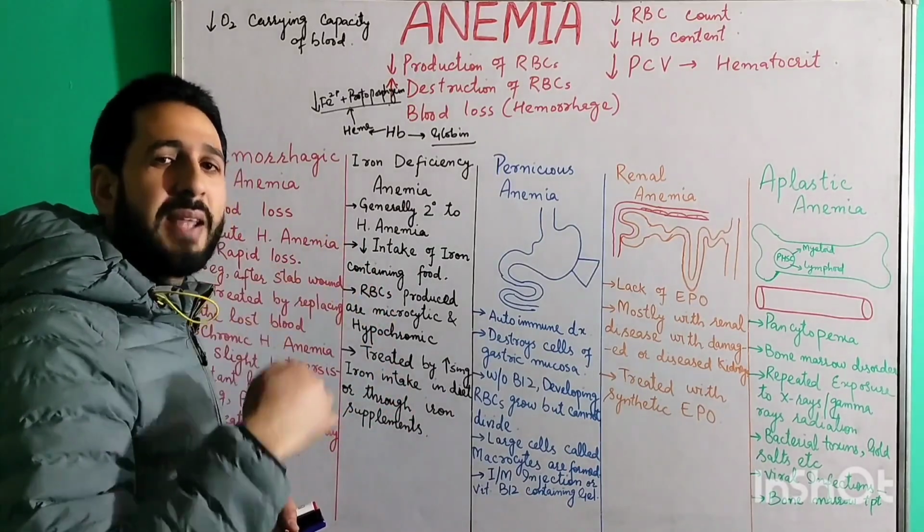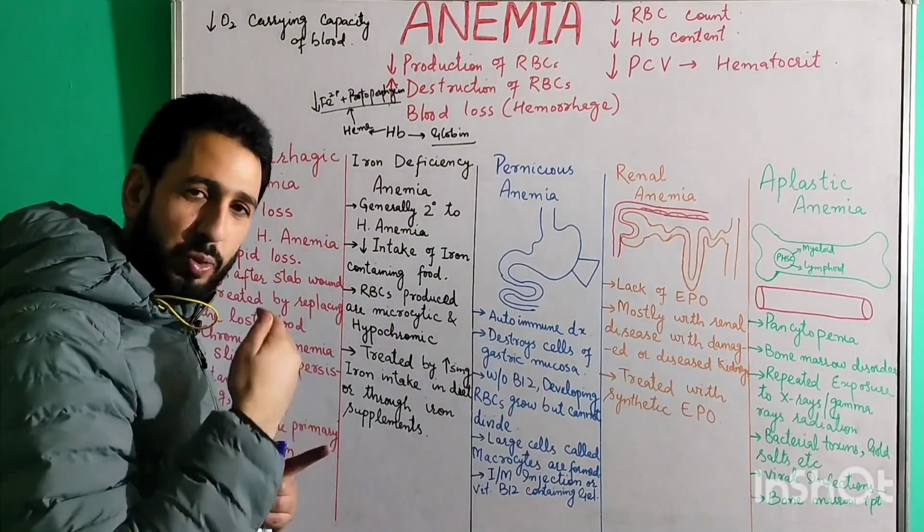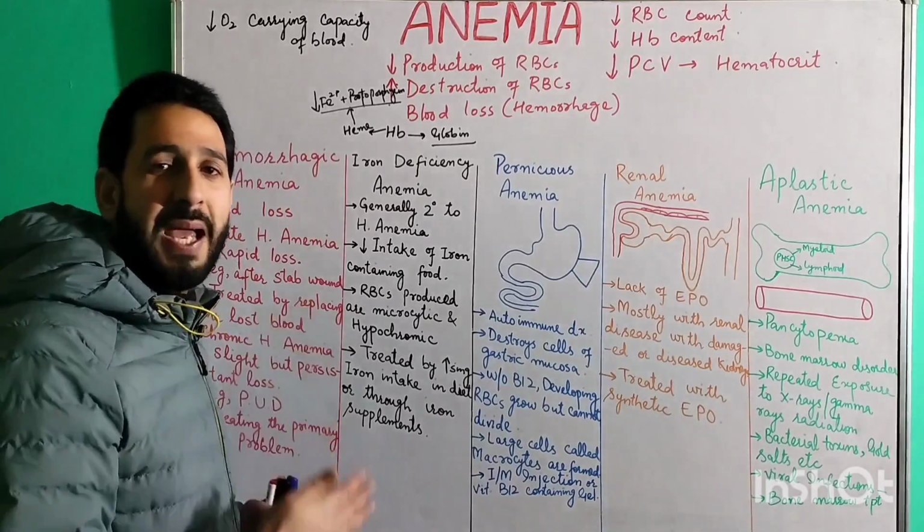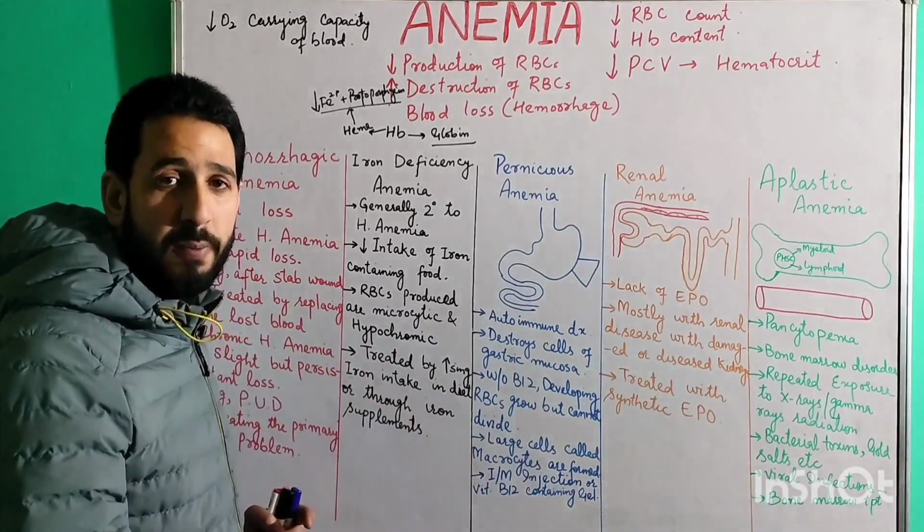Right. It can also be because of the decreased absorption of iron, because when we are taking the iron rich food, that is going to go there in the gastrointestinal tract, and from gastrointestinal tract that is going to be absorbed into the blood.